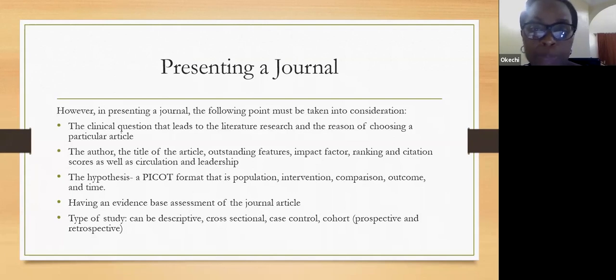Having an audience-based assessment of the journal article. Okay, we've talked about it a little. Two types of study can be descriptive, cross-sectional, case control. Any of these studies used in it is still acceptable. Any of the studies done with these types of studies are welcome for discussion. Next slide.